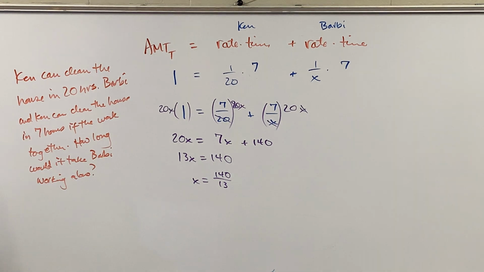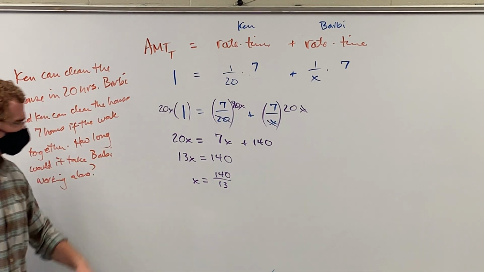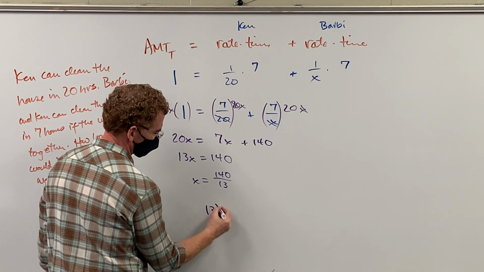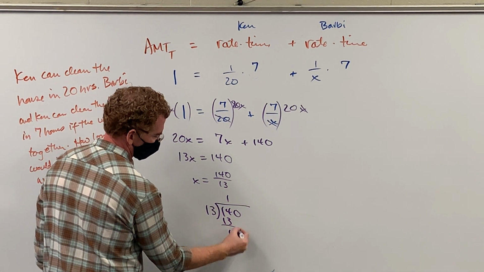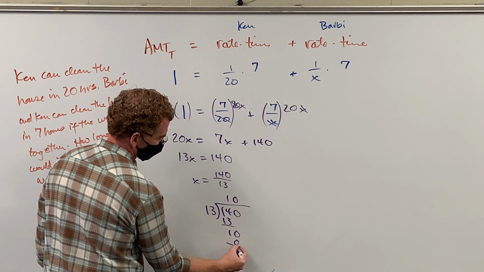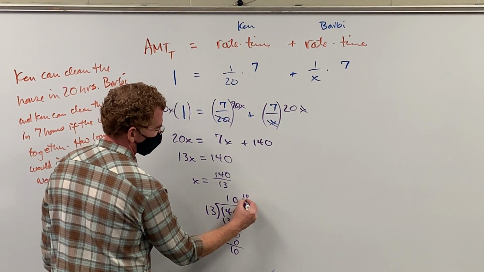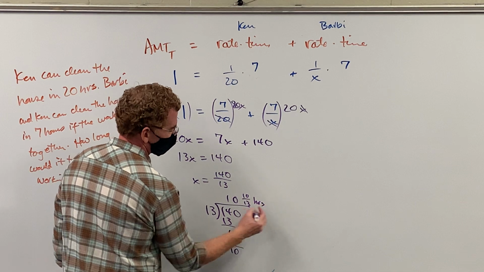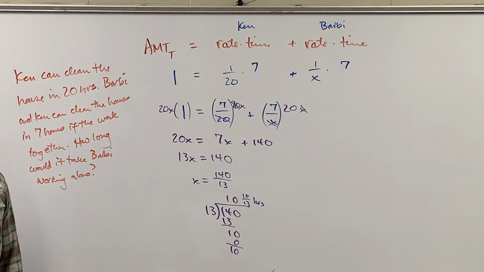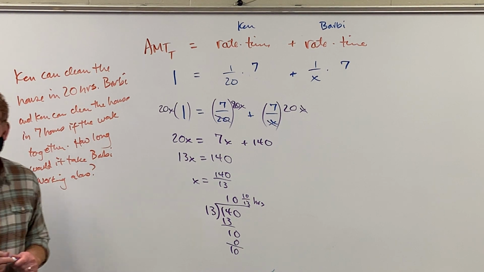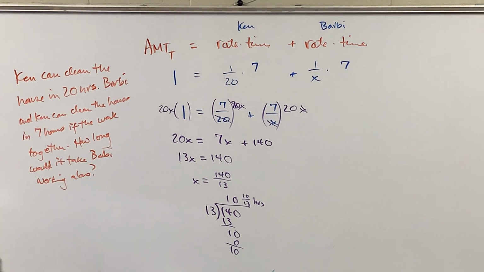But if we were trying to make the most sense of this, how many hours is this? So 10 and 10/13 hours. But if I wanted it in hours and minutes, how do I take 10/13 hours and change it to minutes? What do I do with that 10/13? Multiply by 60.